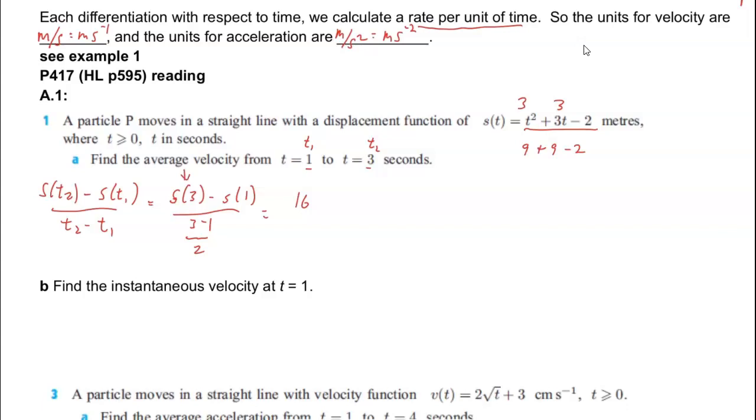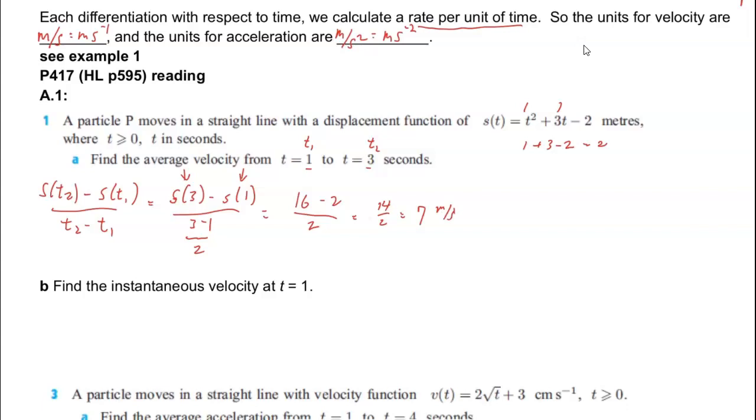S of 1 means we're just going to plug in 1 into both t values. 1 here and 1 here, so that would be 1 plus 3 minus 2, which is equal to 2, so that would be 16 minus 2, and the bottom is 2, so that would be 14 divided by 2 equals 7. This is average velocity, so it would be 7 meters per second.